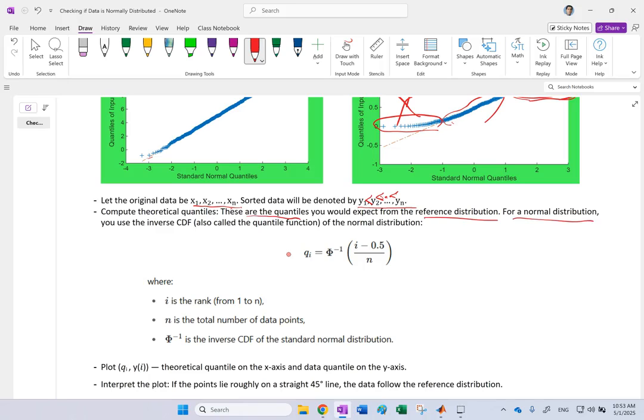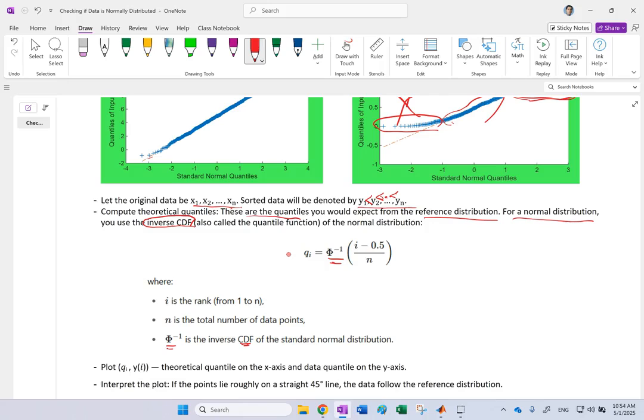In normal distribution, what you need is the inverse cumulative distribution function, or CDF. You need the inverse CDF of the function, or phi inverse. Okay, so if phi is the CDF function of the normal distribution, then phi inverse is the inverse of the CDF of the normal distribution.